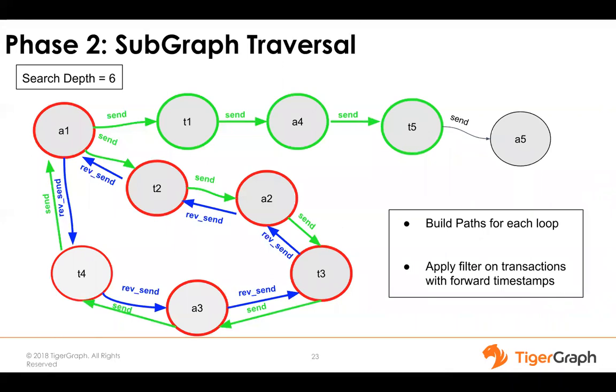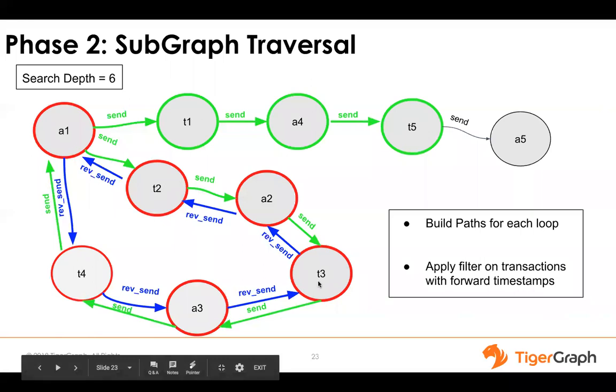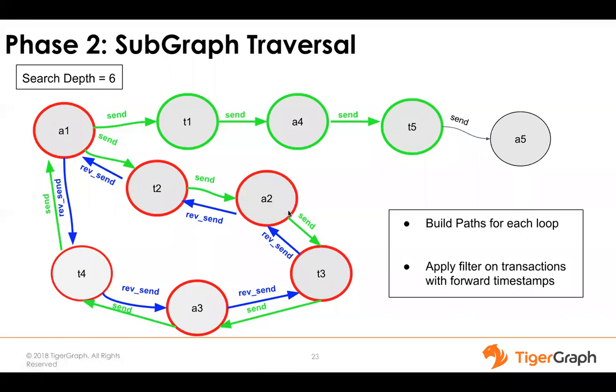Our second phase is to go through this subgraph again, but we limit our traversals only to the valid vertices, those marked as red. In this traversal, we do two things. One, we build the path for each loop. Previously, we only marked vertices, but here we actually collect the vertices along the path. And we only go through the send edge, the forward edge, because that's the money direction, and only through vertices marked red.